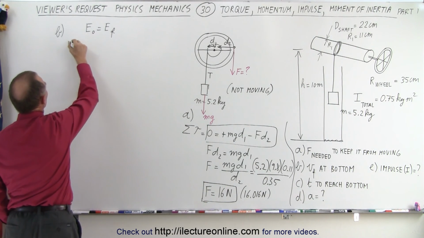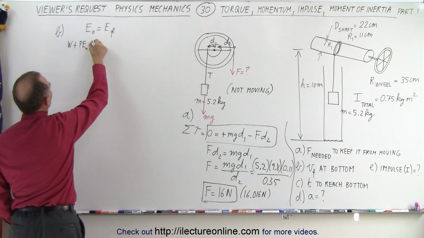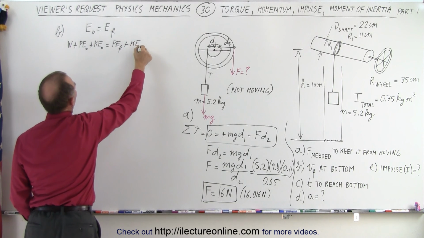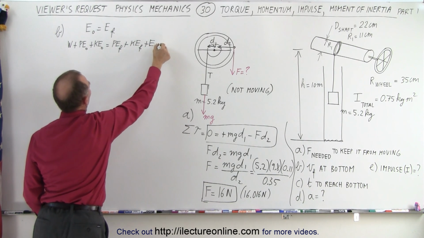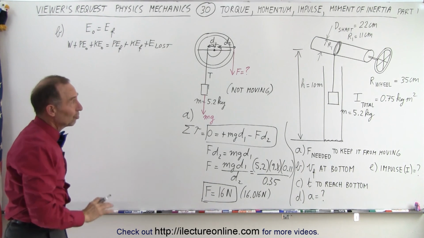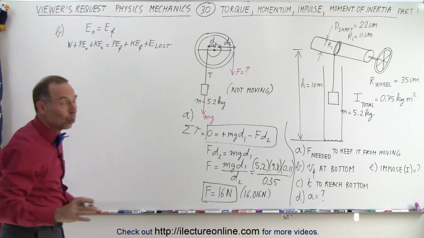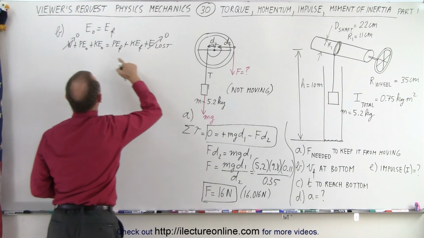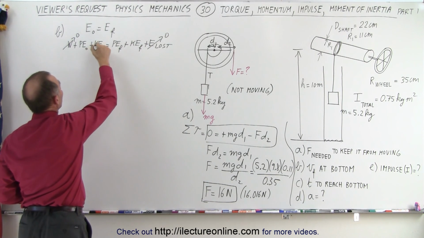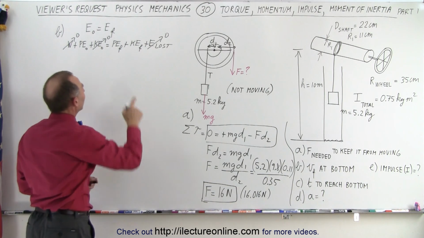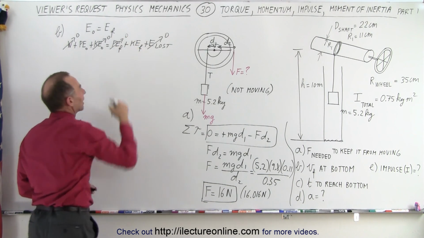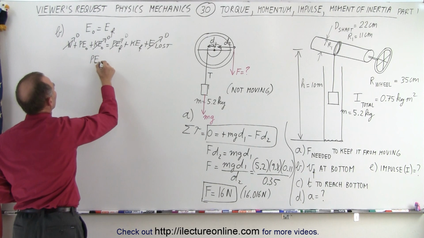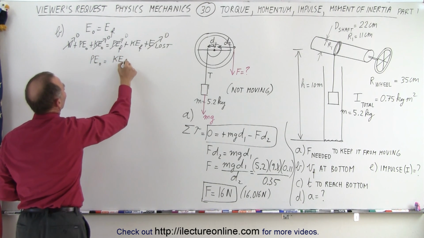So that means we have any work put into the system plus any initial potential energy plus any initial kinetic energy will equal potential energy final plus kinetic energy final plus any energy lost due to friction or anything like that. But in this particular case, no mention of friction, so that would be 0, and no work put into the system while the bucket is coming down. So no work and no energy lost. At the very top, we do have potential energy, but we don't have kinetic energy because we're not moving yet. And at the bottom, we have no potential energy, but we have kinetic energy. So essentially, this equation becomes that the potential energy initial is equal to kinetic energy final.